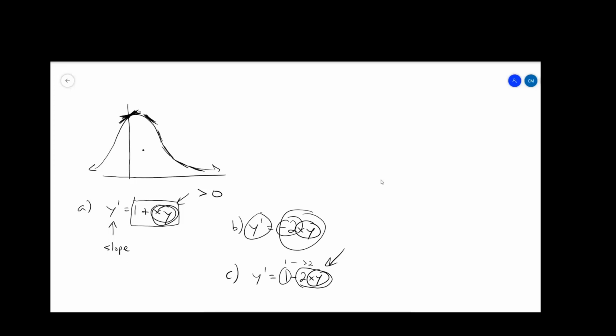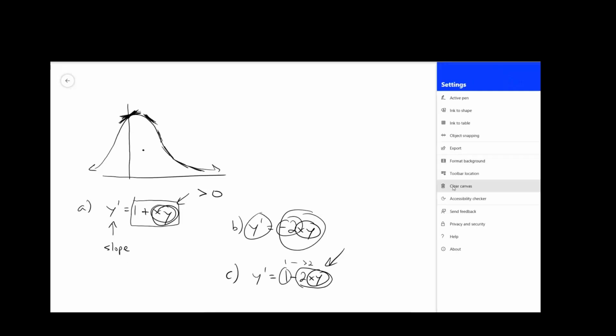So that's an important skill to be able to have, to look at the differential equation without solving it and just see what information you can get from the differential equation itself, not solving it. So let's look at number 4 then. See what you got on number 4 here.